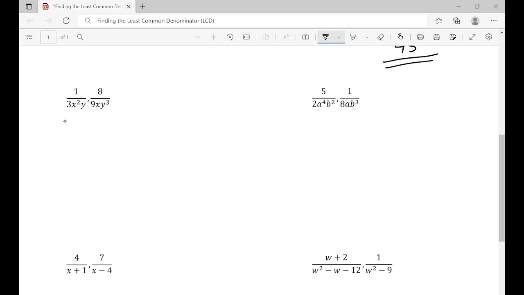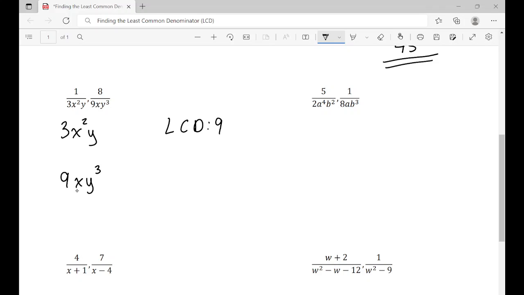3x squared y and 9xy cubed. So I'm not going to write out the factors of 3 and 9. You can do that on your own. But let's focus more on the exponents and the variables. So the LCD, first off, between 3 and 9 is 9.